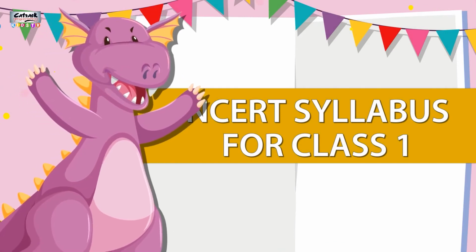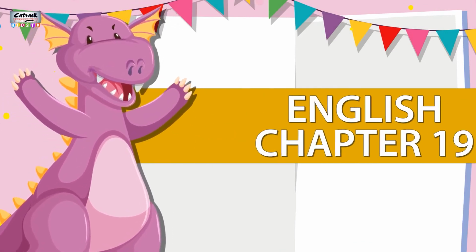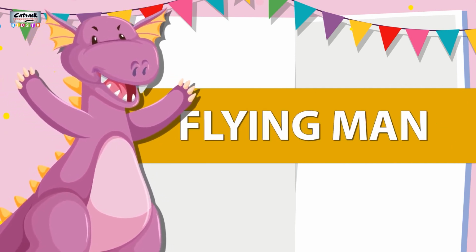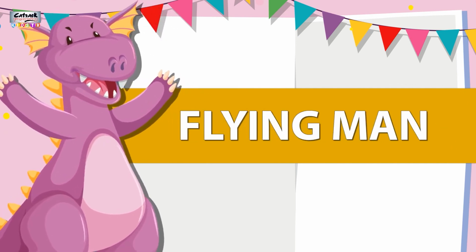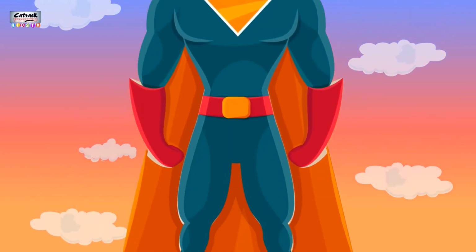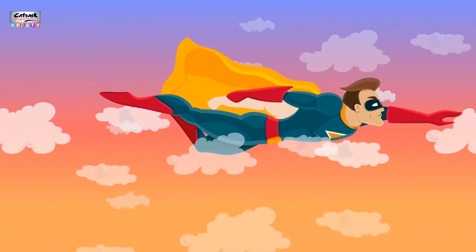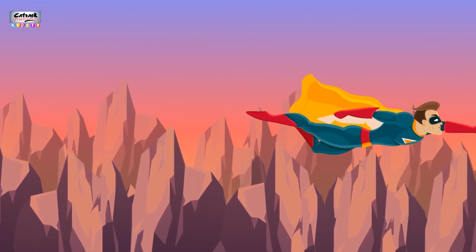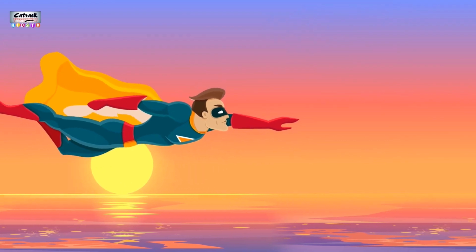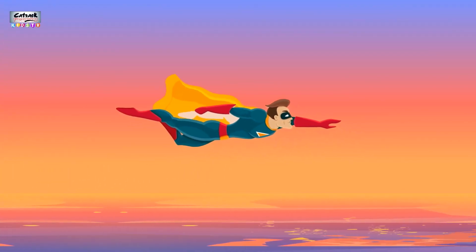NCERT syllabus for Class 1. English, Chapter 19. Flying Man. Read the poem aloud. Flying man, out in the sky. Where are you going to fly so high? Over the mountains and over the sea. Flying man, can't you take me?